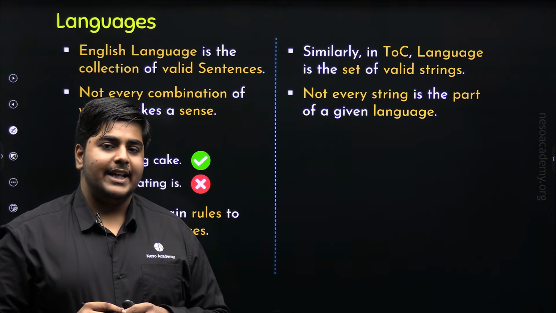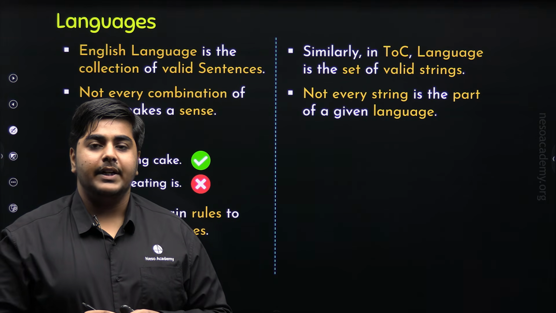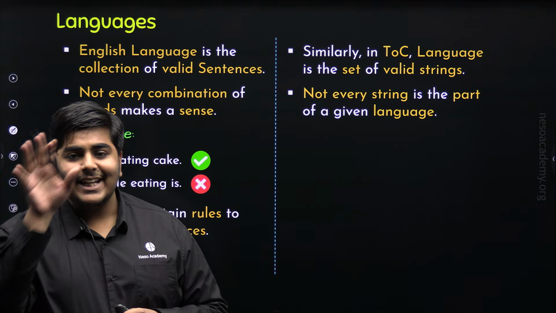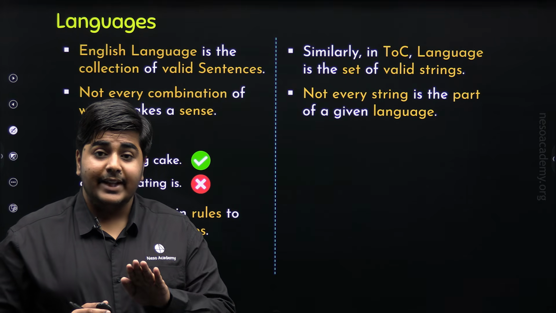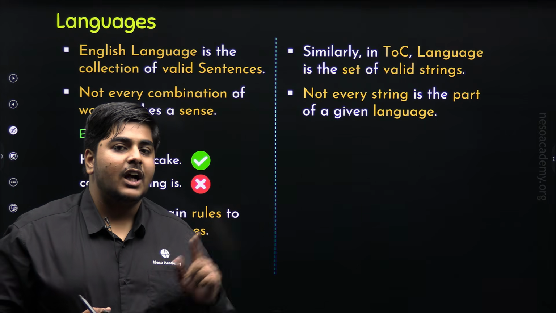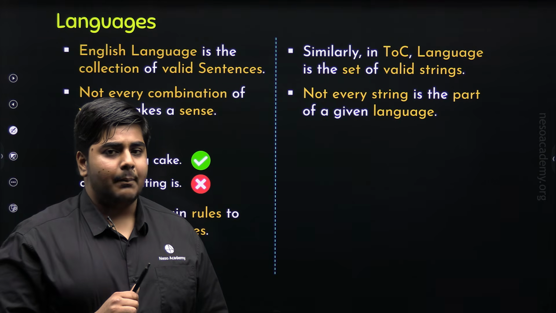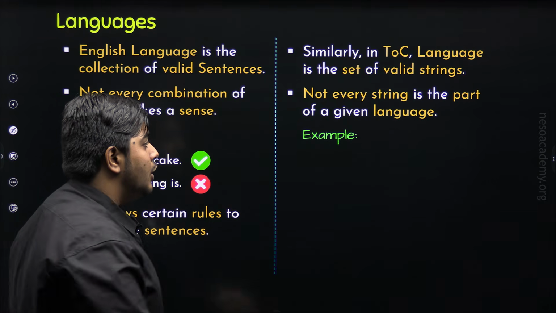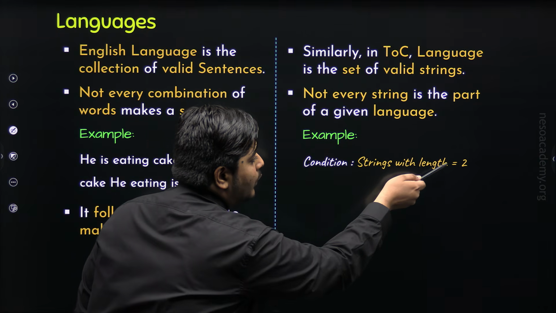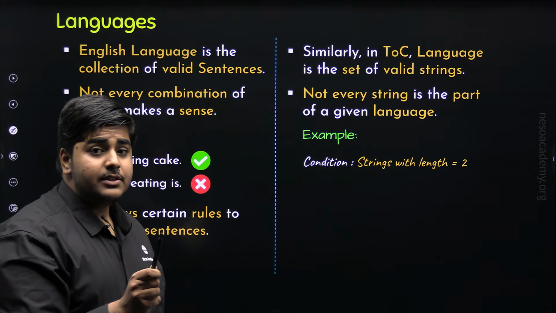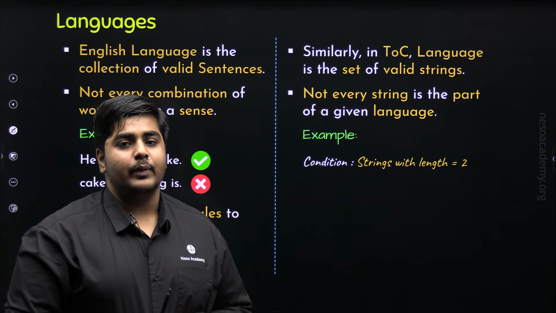So in the previous lecture, we have created multiple strings from the given alphabet. But all these strings will not be part of our language. Only the strings which satisfy the given condition will be part of our language. So let's take an example to understand this. So here we have the condition: strings with length equal to 2. That means only the strings having length 2 will be part of the language.